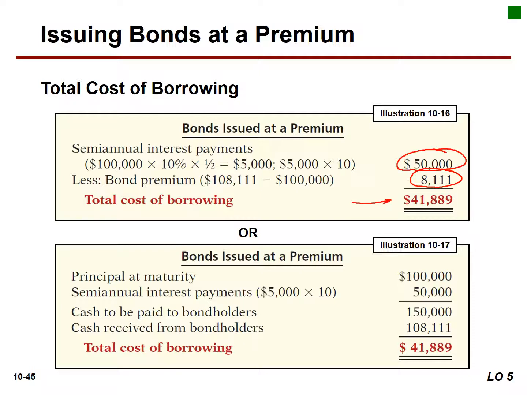Again, we can show that a different way. $100,000 plus the $50,000 in interest payments. This is how much is going to have to be paid back to our bondholders over the life of the bond. We received, though, when we sold the bonds, $108,111. So this, again, is another way of showing our total cost of borrowing, issuing these at a premium.